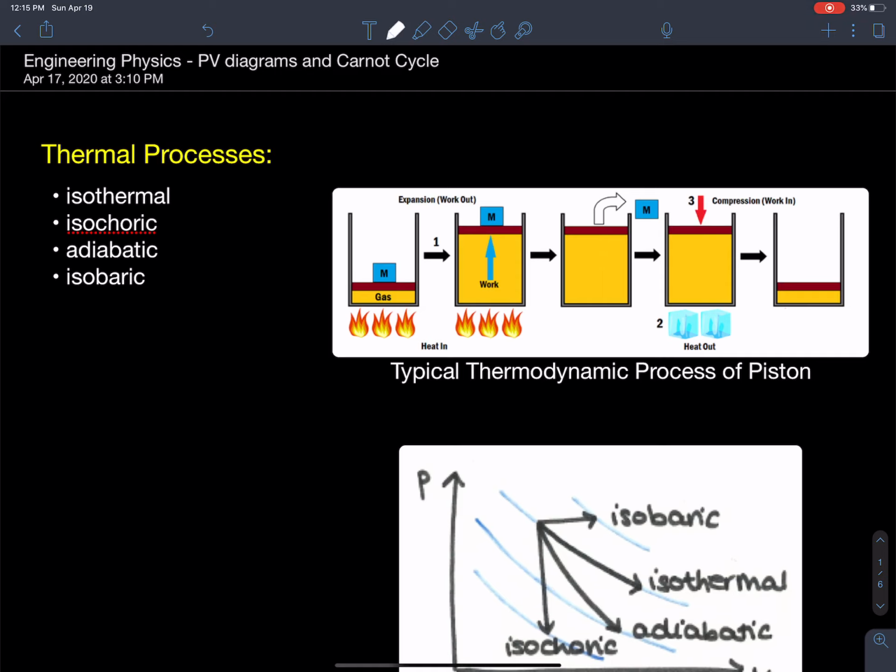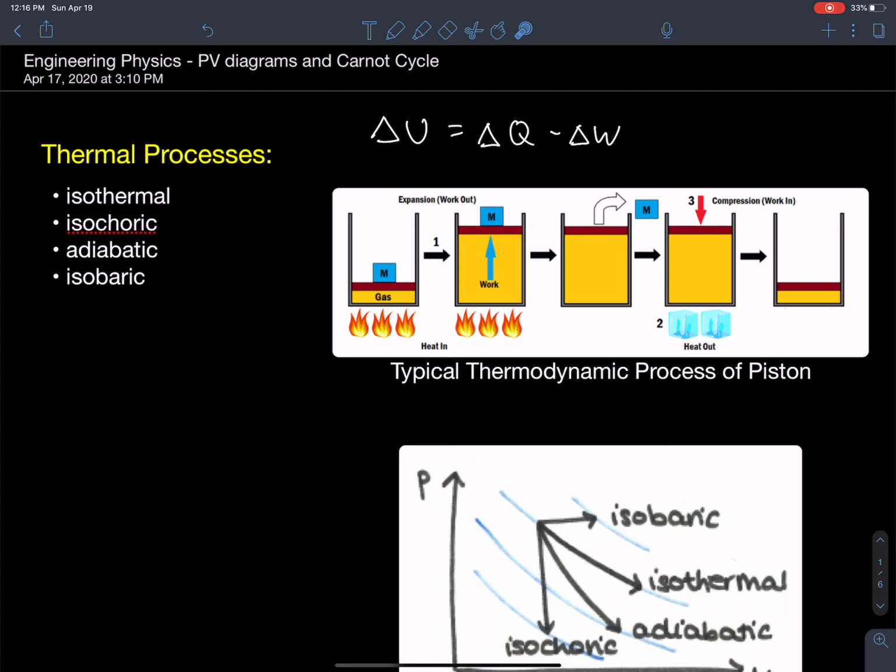Just to remind us, the change of internal energy is equal to the change in heat in my system minus the change in work done by the system on the surroundings. That's the first law of thermodynamics that we worked with in the last episode. And today, we're going to be talking a lot about piston systems, modeling a simple gas system that we use in our combustion engines to do work, to move things.